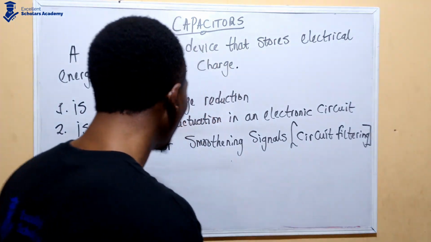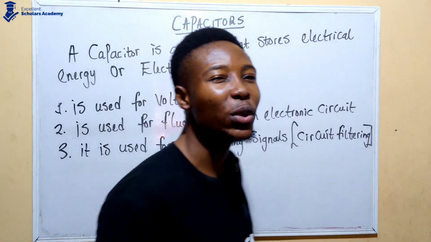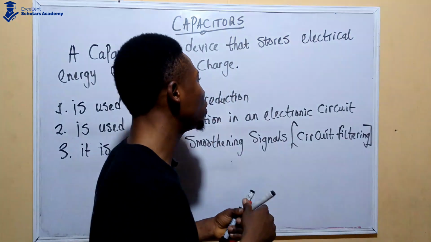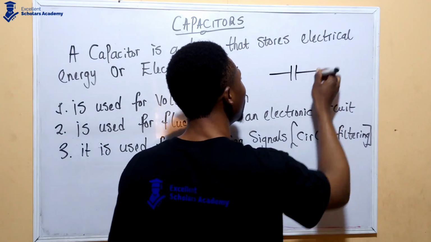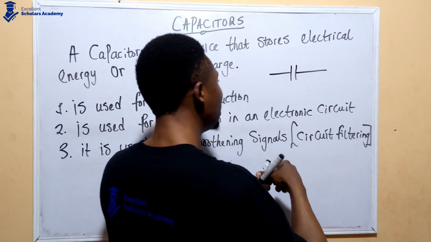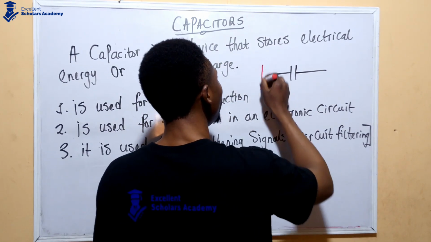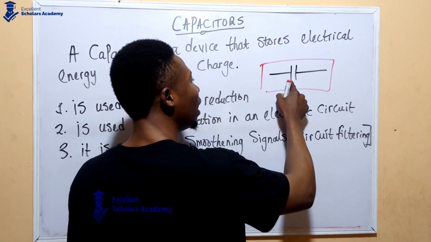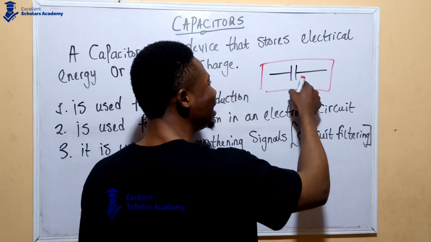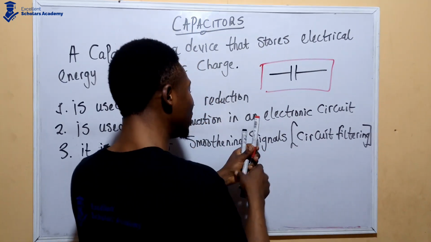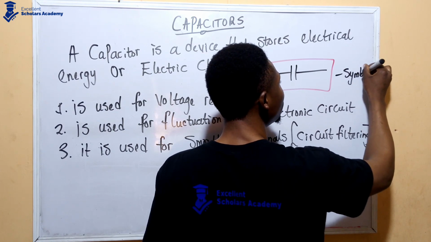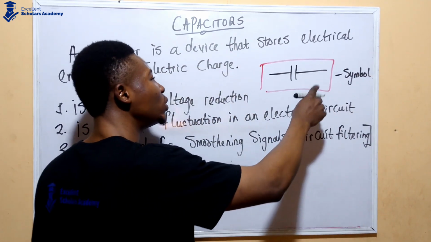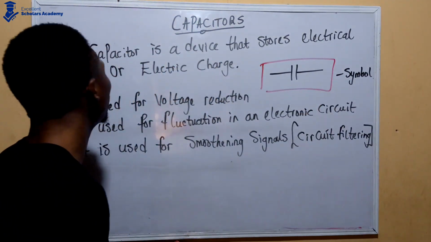Now, let's move ahead. I'd like to share with you the symbol for a capacitor, so that when you see a capacitor, you know you're dealing with a capacitor. This is the symbol of a capacitor. The legs are of the same height. So when you see this, you know that you are dealing with a capacitor.